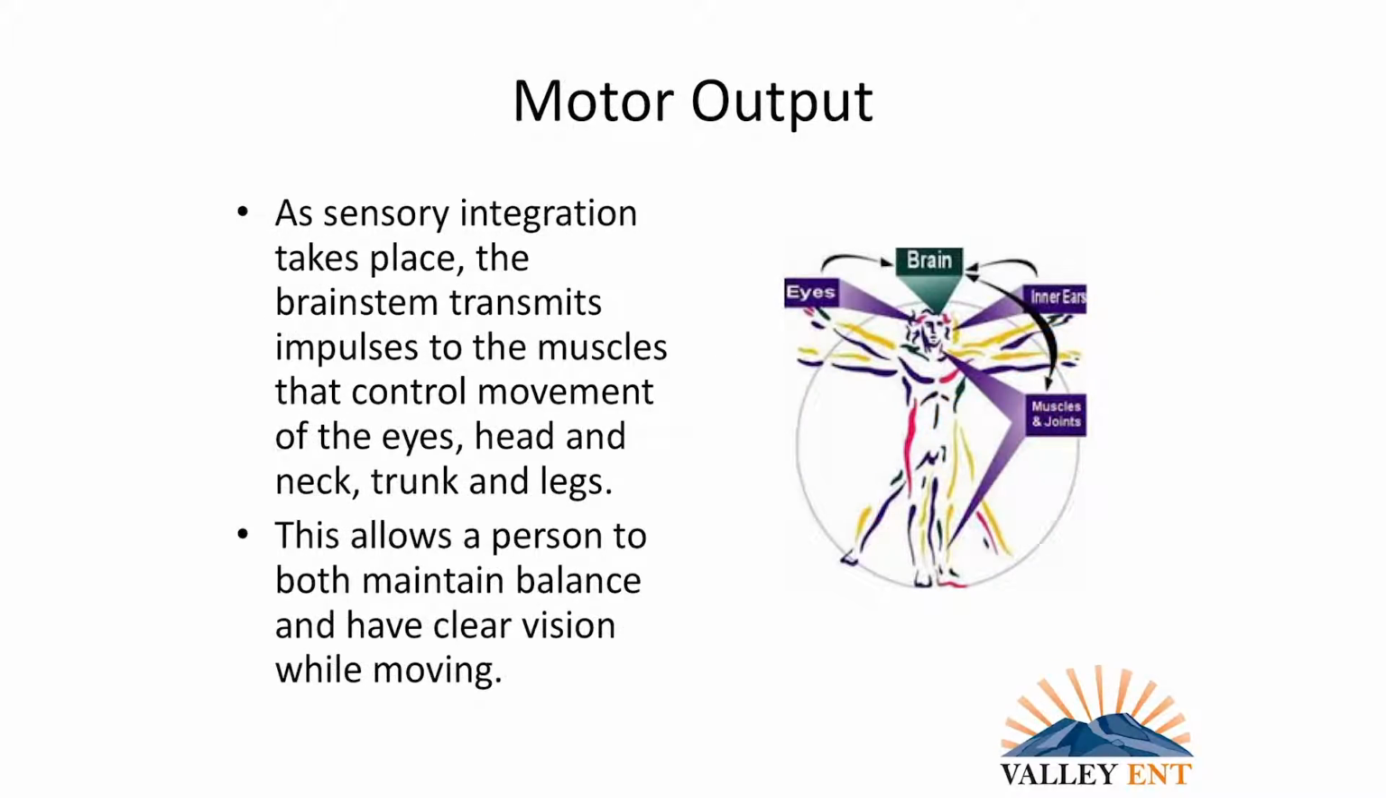We then have our motor output. As we integrate the sensory information, the brainstem transmits impulses to the muscles controlling the eyes, head, neck, trunk, and legs. This allows a person to maintain balance and also to maintain clear vision while moving.